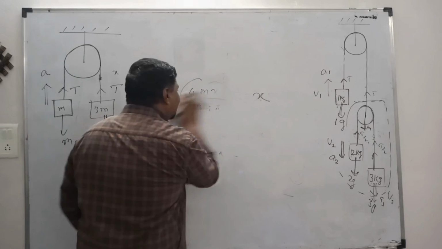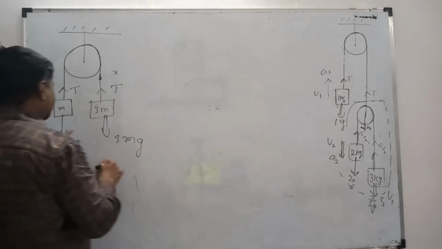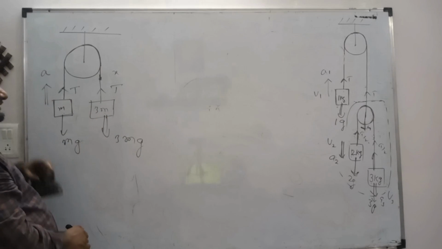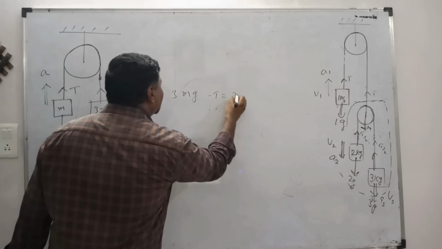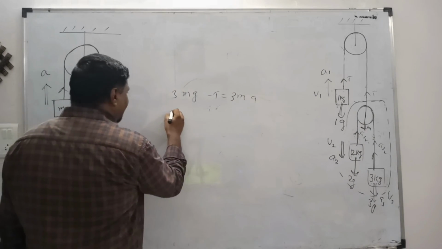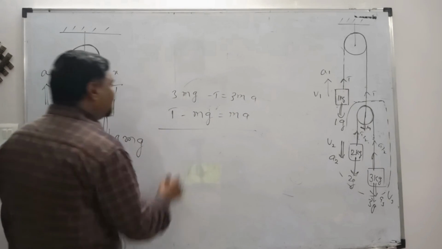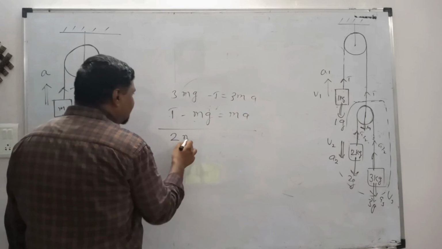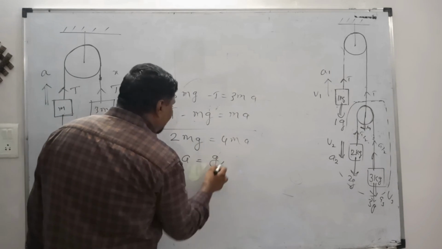Now to find the acceleration of this block, how can we proceed? This will definitely go down and this will go up, because the mass of this is 3m and the mass of this is m. So 3mg minus T equals 3m into a, and for this one, T minus mg equals m into a. Now plus T minus T gets cancelled, and 3mg minus mg is 2mg. This is 4ma. Acceleration should be g by 2.